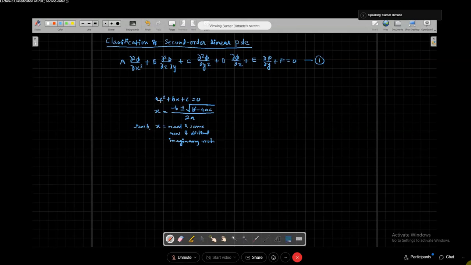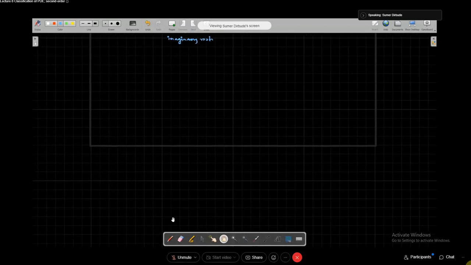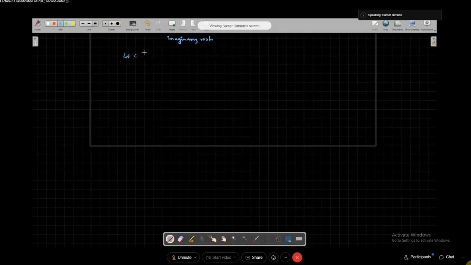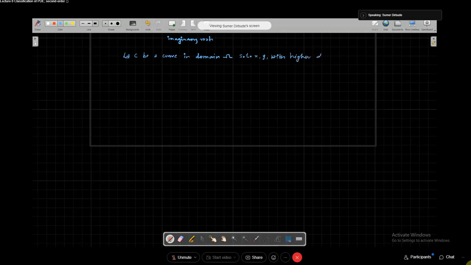Okay. Now where does this ax square plus bx plus c come from? That we were trying to see in the previous class, so we'll continue with that. We said let C be a curve in a domain omega, such that (x, y) with higher derivatives along C satisfy equation 1, that above equation.